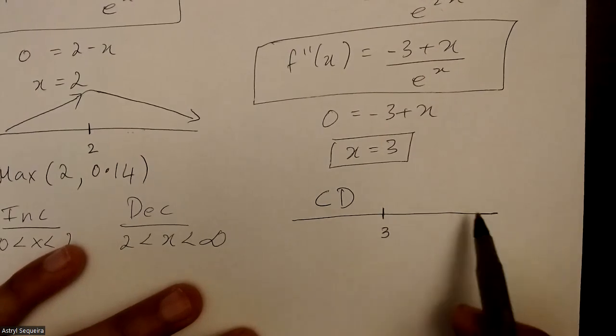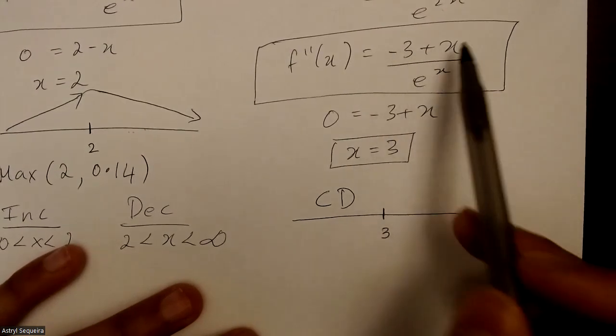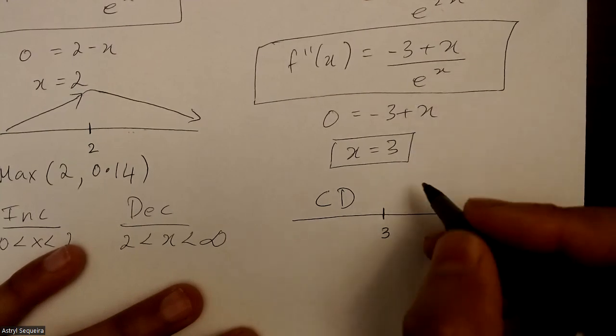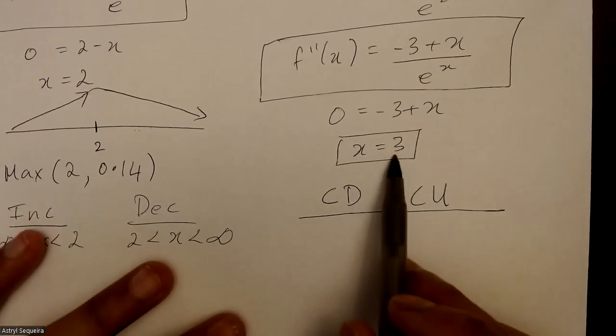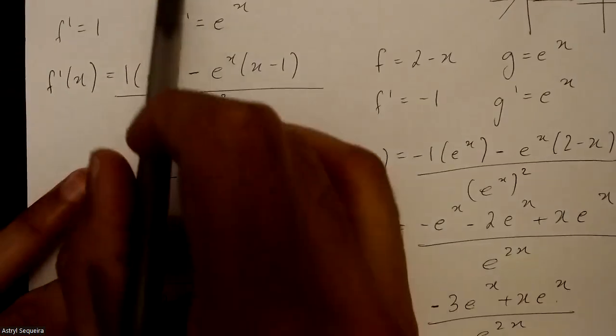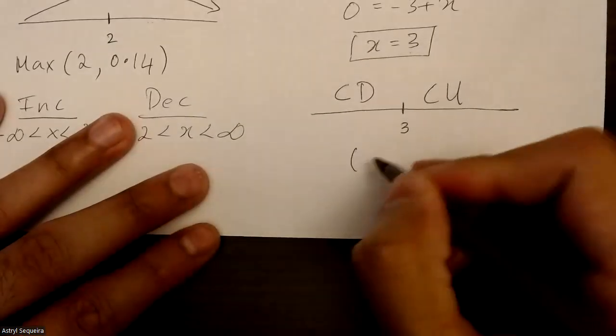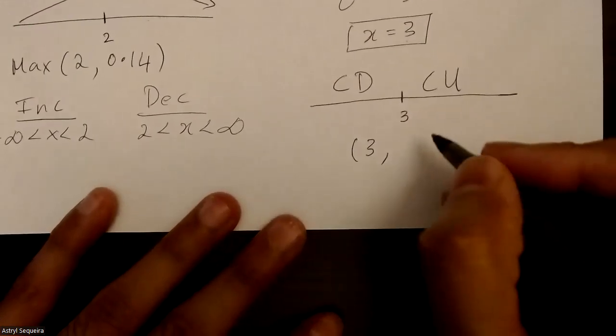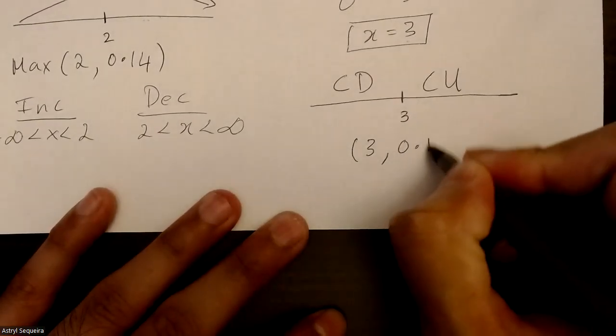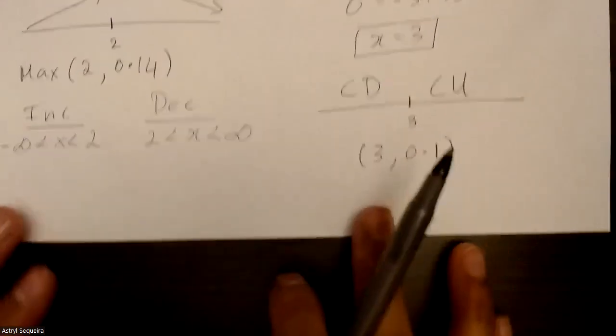And if I pick a value after this, I'll pick 4. That's going to be positive 1 over e, which is positive. So if it's positive, it's concave up. Then finally, I'll put this point back into my original equation to find what my inflection point is. So it's 3 comma 0.099. So basically 0.1. If you round it, it's really close to 0.1. It's just slightly lower than this point here.